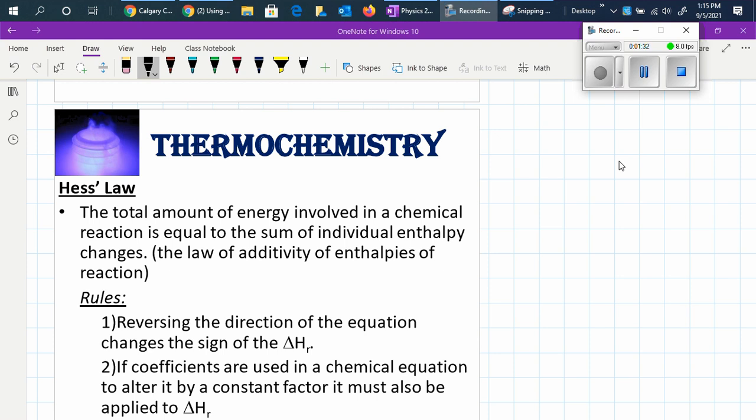Sometimes the heat of reaction for a chemical reaction is not easily measured due to the time of reaction, cost, how rarely the reaction happens, and so on. So in those cases, what we do is use Hess's law to calculate the change of enthalpy of reaction.